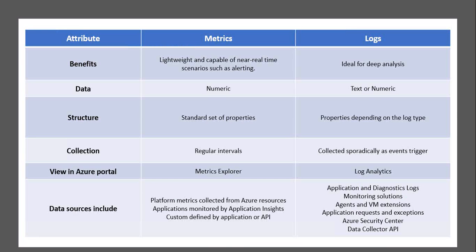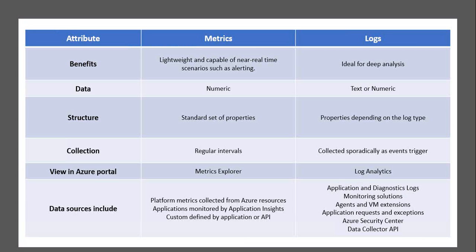To summarize the difference between metrics and logs, I created this table that I think does a pretty good job of comparing the two. Benefits of metrics are they're lightweight and capable of near real-time reporting, whereas logs are more for deeper analysis, trying to see what went wrong on a system and digging into it deeper. Data in a metric is numeric only, whereas in a log it can be textual or numeric. The structure of a metric is a standard set of properties that Azure defines, whereas in a log, the properties can vary depending on the type of the log. Data collection for a metric is at a very set regular interval, whereas for a log, it's sporadic based on as events trigger.